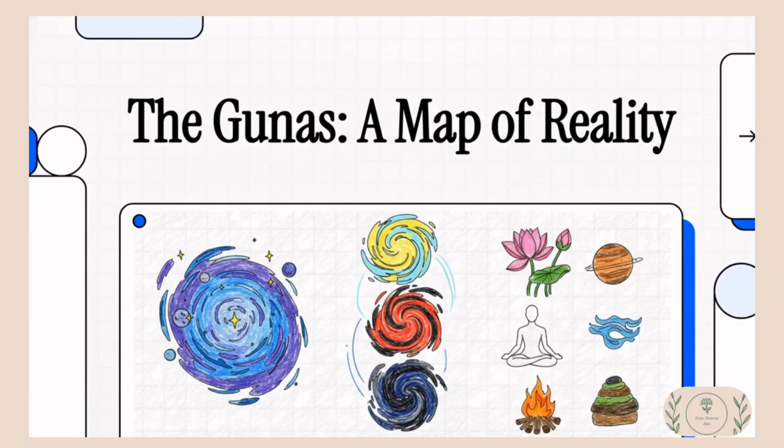Today, we're jumping into something really cool. An ancient Ayurvedic idea that basically gives us a blueprint for, well, everything in the universe. We're talking about the fundamental qualities of it all, from stuff you can touch to ideas you can't.